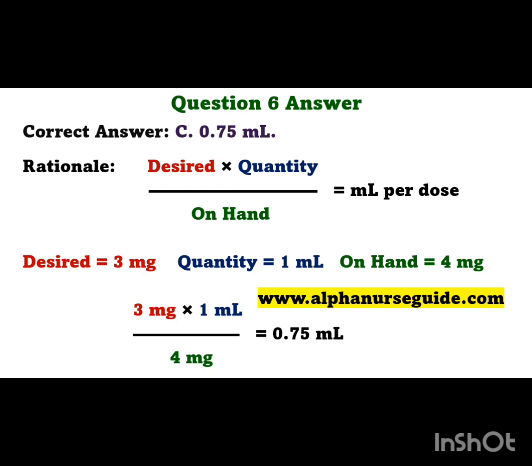0.75 milliliters. Rationale: the formula for this question is desired times quantity over on hand equals milliliter per dose. So in this question, desired is 3 milligrams, quantity is 1 milliliter, on hand is 4 milligrams. You plug these numbers into the formula, so 3 milligrams times 1 milliliter over 4 milligrams equals 0.75 milliliters.